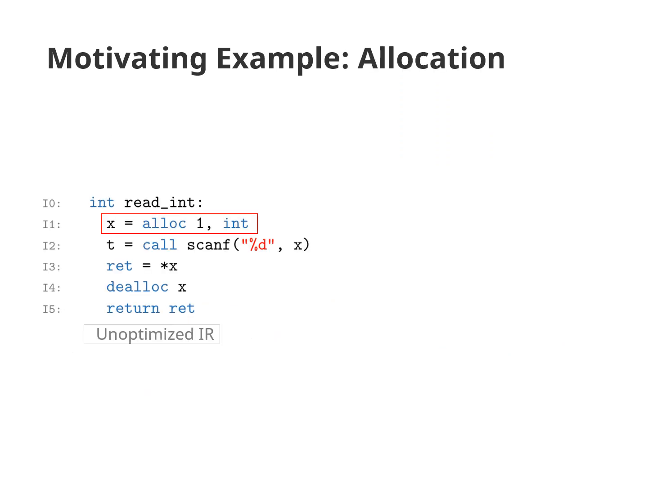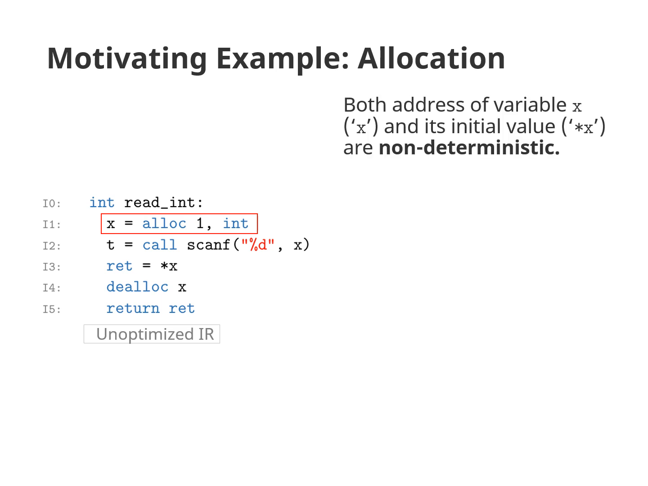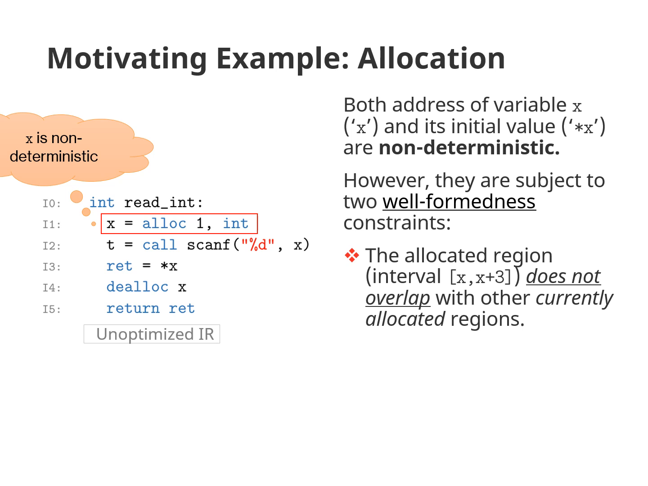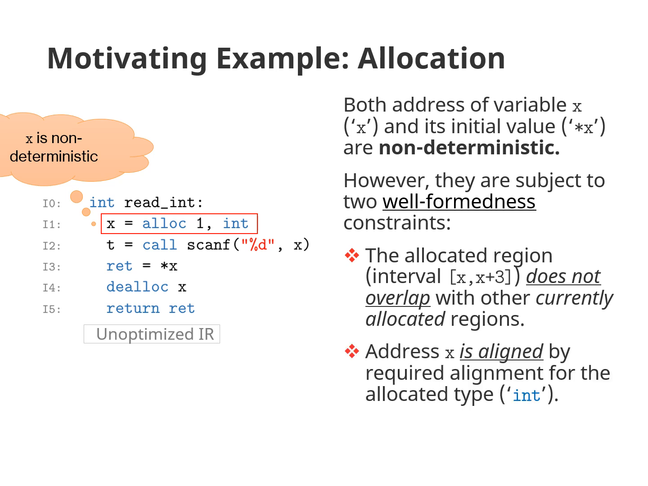The alloc instruction allocates memory of the requested size and returns the first address of the allocated region. Both the address and the memory contents of the allocated region are non-deterministic, but subject to two well-formedness constraints. First, the address interval of the allocated region does not overlap with currently allocated regions. Second, the start address is aligned by the required alignment for the allocated type, in this case int.